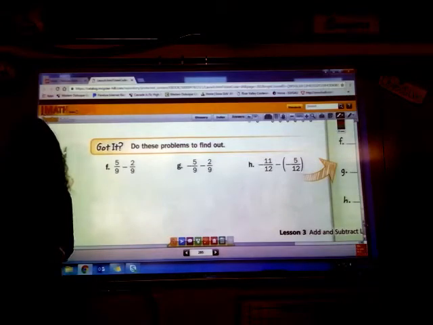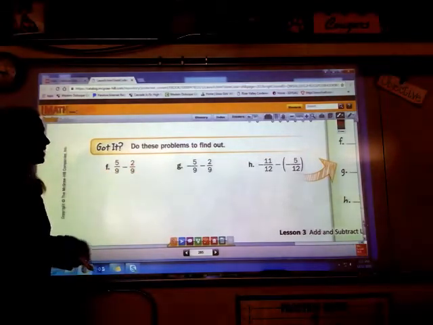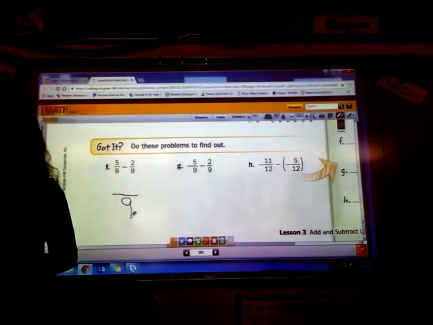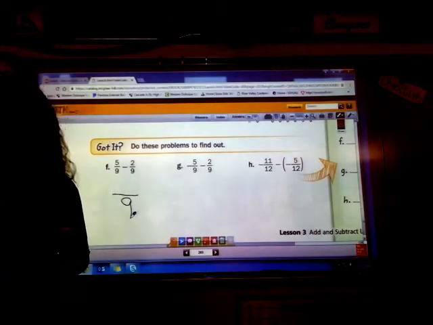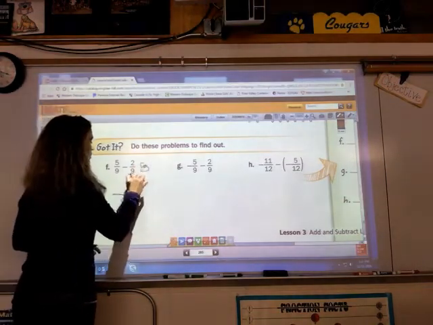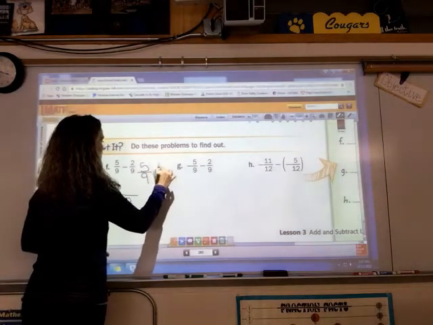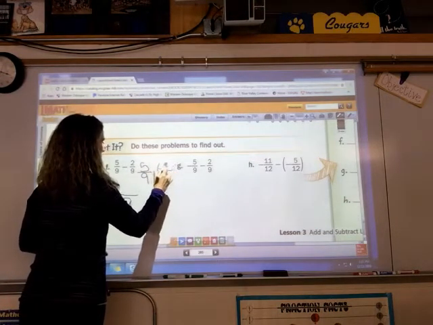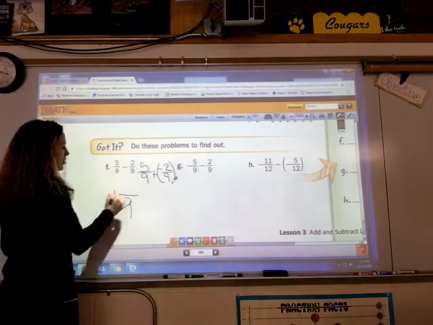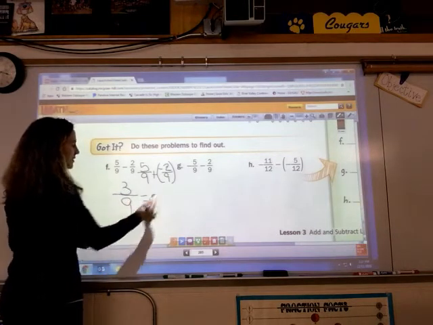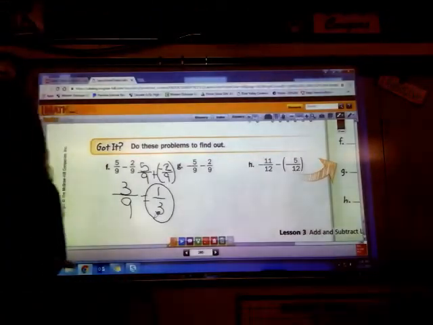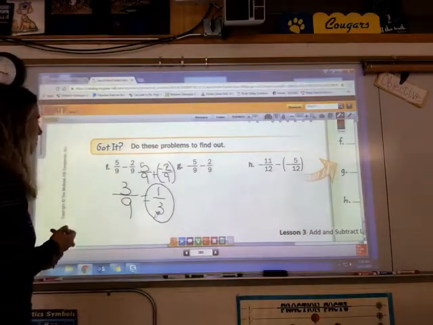As I take a look at Got It problem F, I'm taking 5/9 minus 2/9, so my denominator is going to be 9. 5 minus 2 is a number, or integers, that we can easily subtract, so I do not need to write that as an addition problem. You can if you want to. If you wanted to write it as 5/9 plus -2/9, you're more than welcome to. 5 minus 2 would give me 3/9. Now 3/9 will reduce down to 1/3. Again, please remember that we are putting them in simplest form and reducing them to their lowest terms.